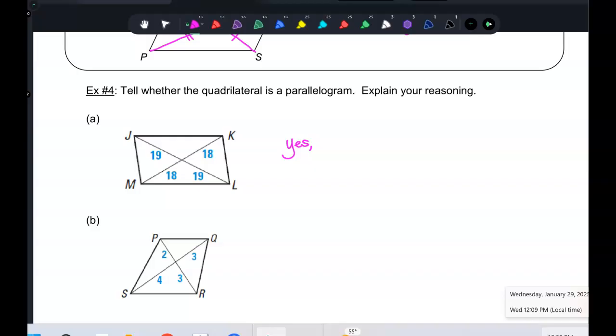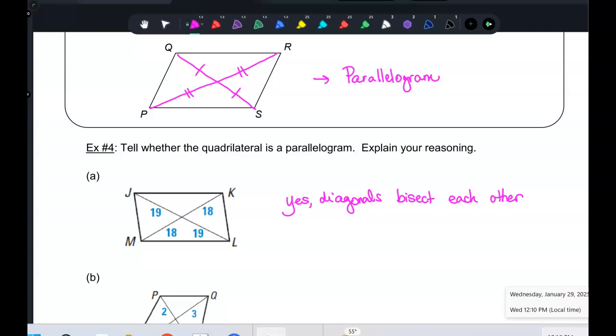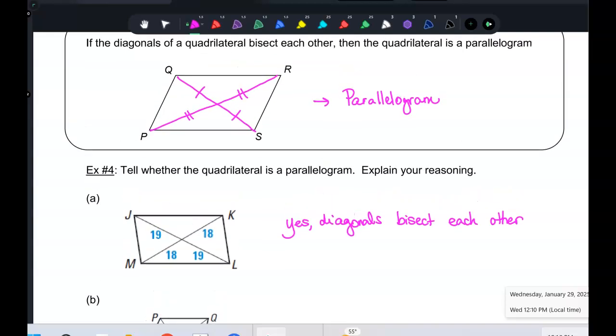Wait, if it's cut in half, do we automatically know it's yes, or does it depend on the numbers? Can you scroll back up a little bit? Sorry, Minnie, what was that? So does it depend on the numbers and being split in half? You either have to have the markings, like the congruent marks, or you have to have numbers that say whether they're the same. Like here I have markings, but here it says 19 and 19, 18 and 18. So yes.